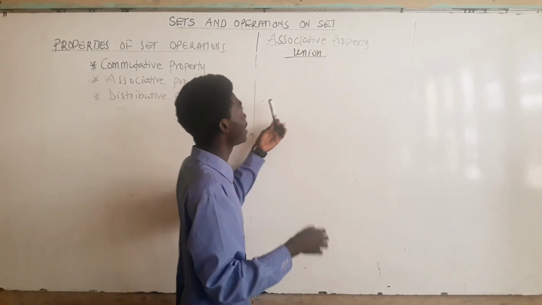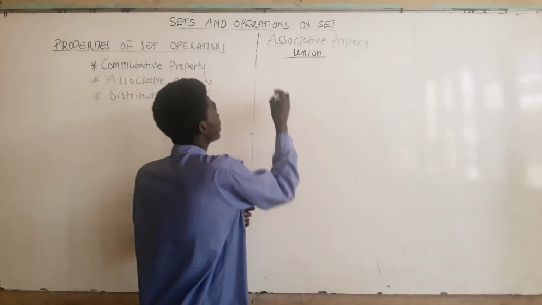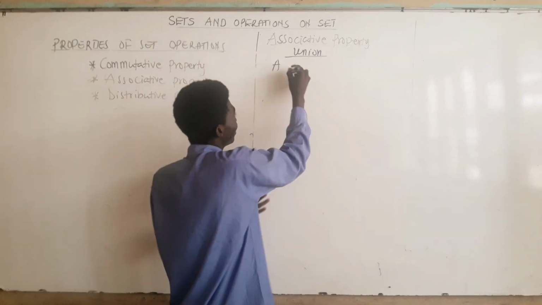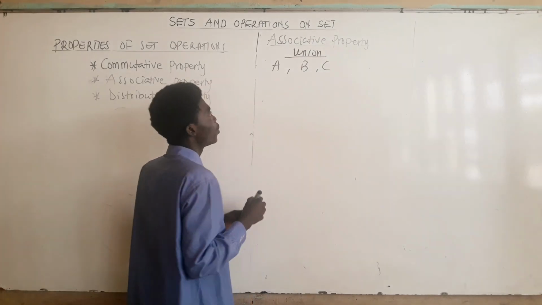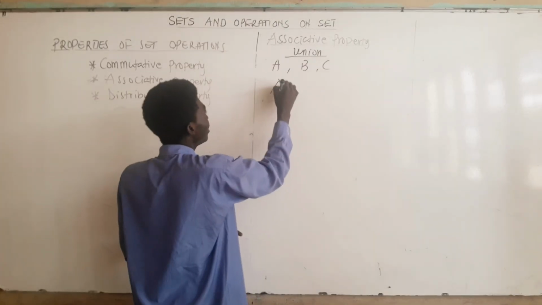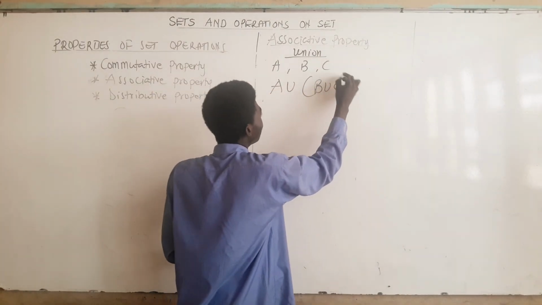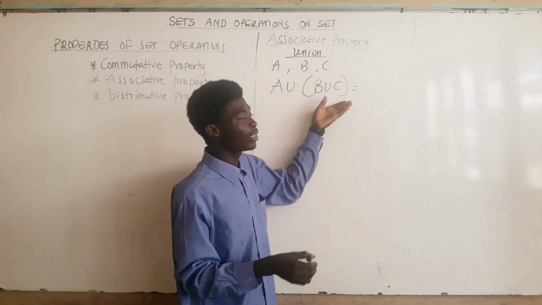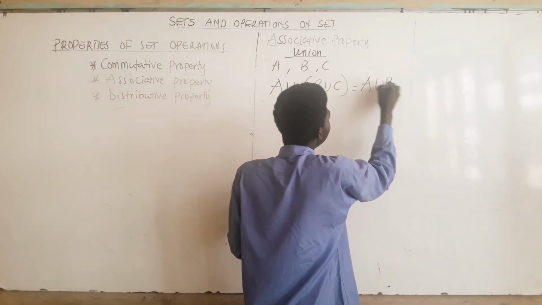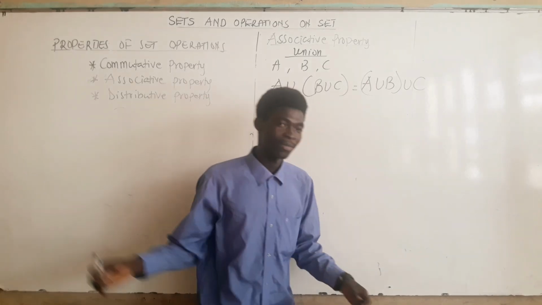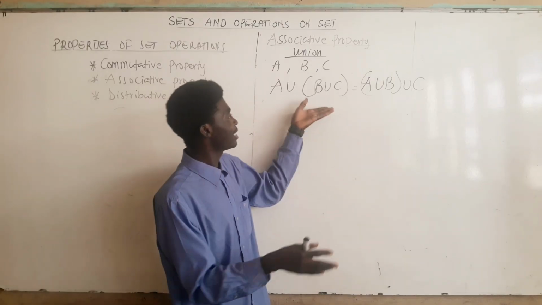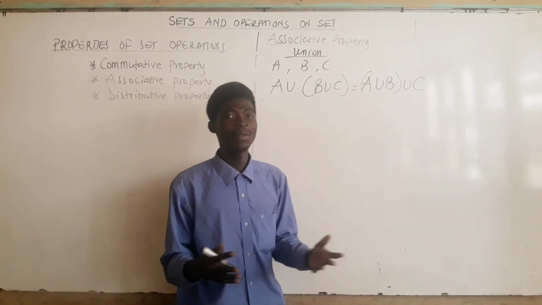So mathematically, it can be represented as follows. Let's say we have 3 sets, A, B, and C. The associative property says that no matter how you interchange them, the results stay the same. So A union (B union C) should be equal to (A union B) union C. That is the associative property when you use the operation union. This side shouldn't be different from this side, I mean the results.